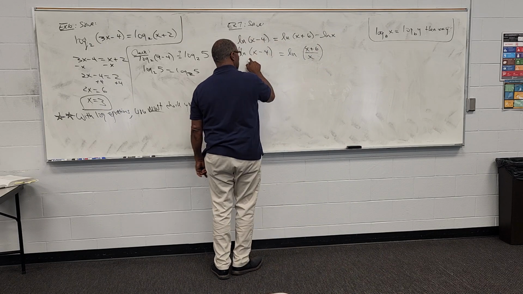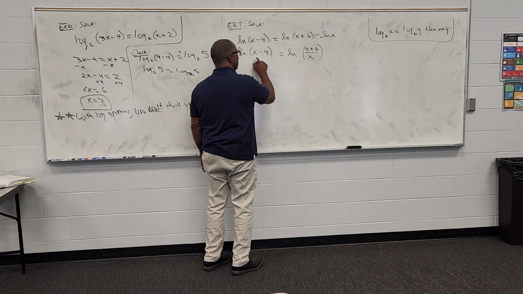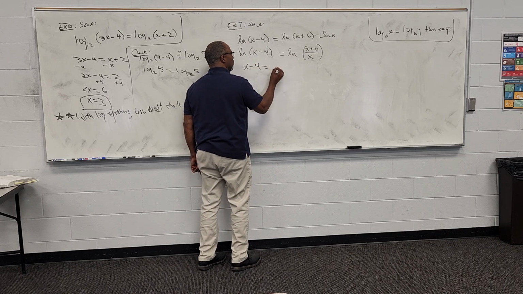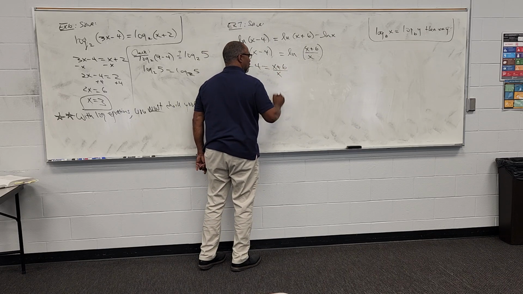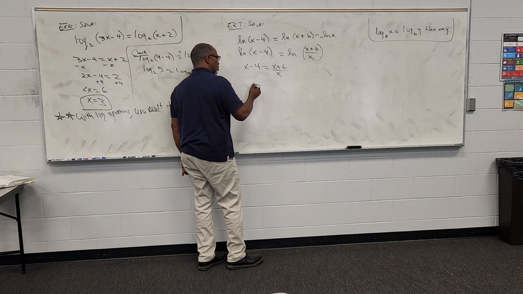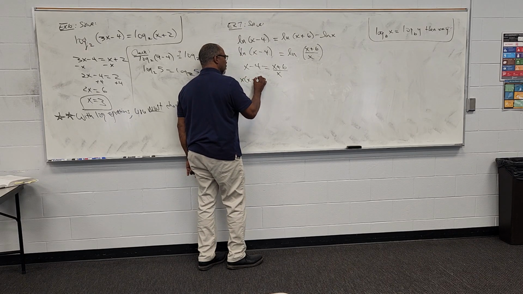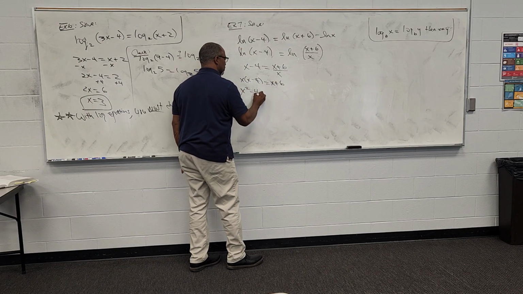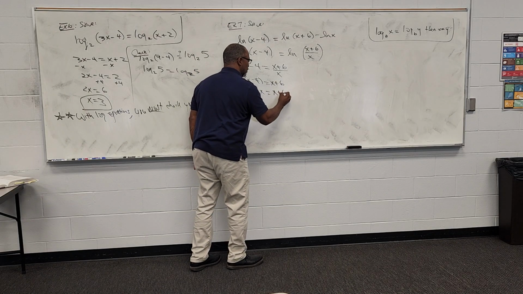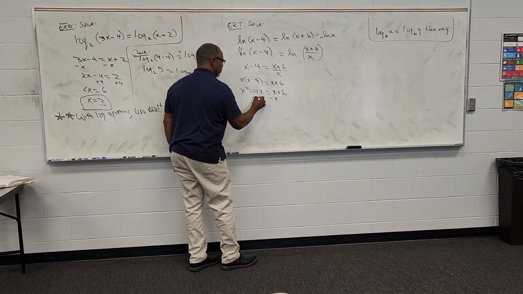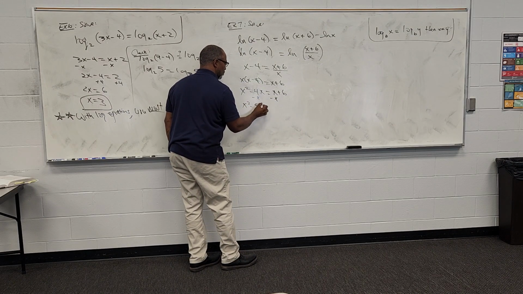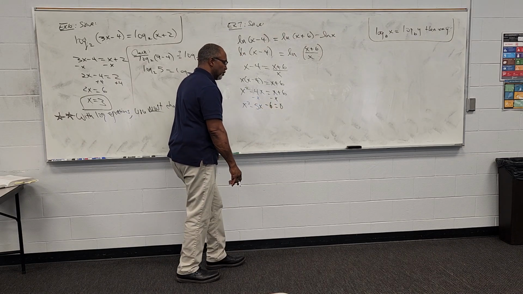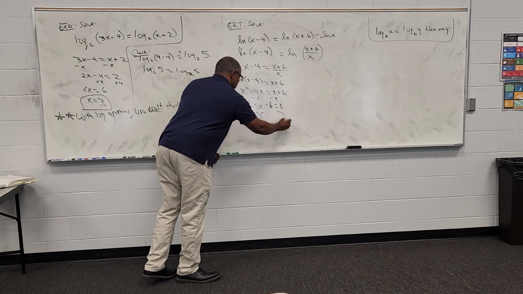So since log to the base c of x minus 4 equals log to the base c of this, then I can conclude that x minus 4 better be x plus 6 over x. Multiply both sides by x. Distribute. Get the x on the other side. And subtract the 6 from both sides. Equals 0. I can factor this.